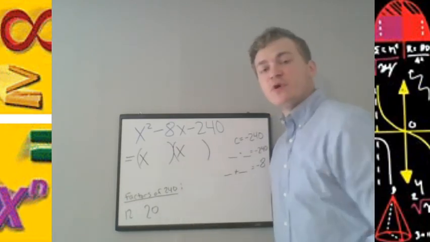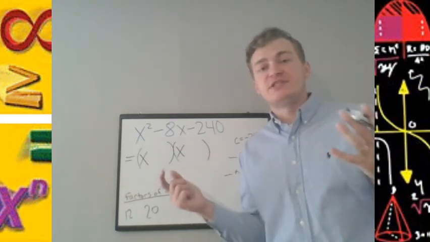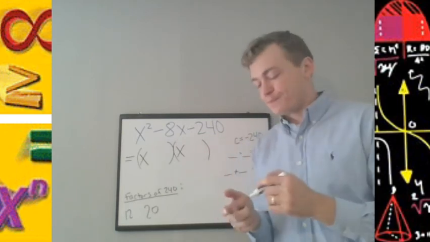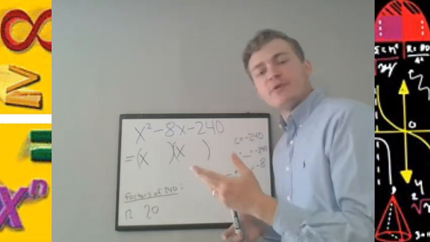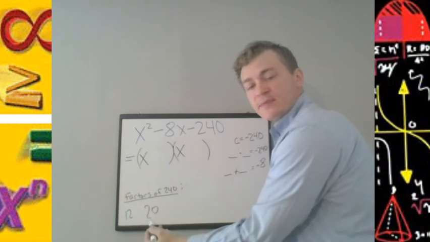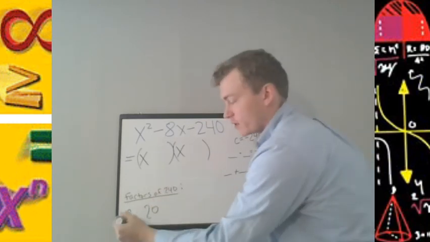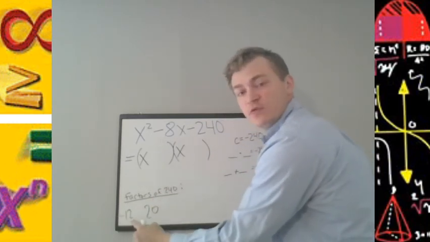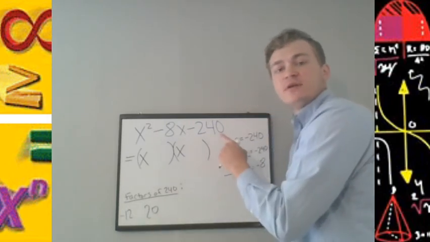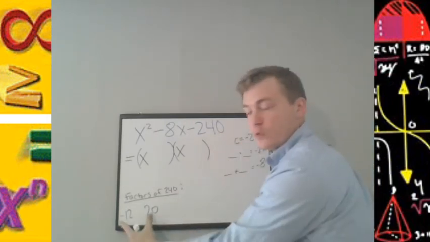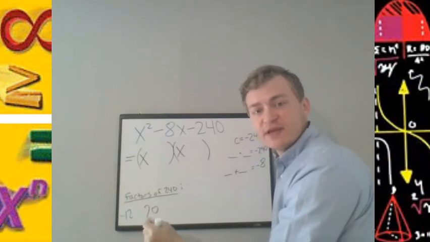So 12 times 20. And we can do that, right? Because multiplication is just addition over and over, and it was the distributive property. 12 times 20 is 240. Therefore, negative 12 times positive 20 is negative 240. However, when you combine these two, you get positive 8.